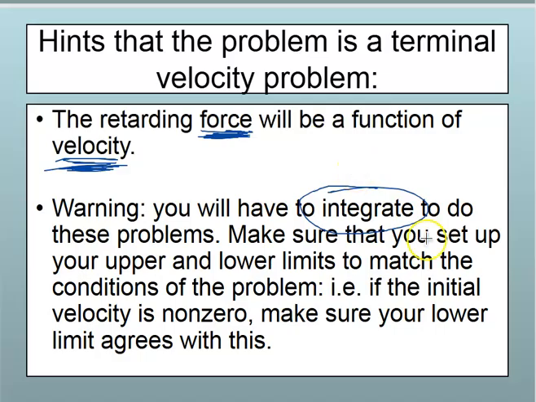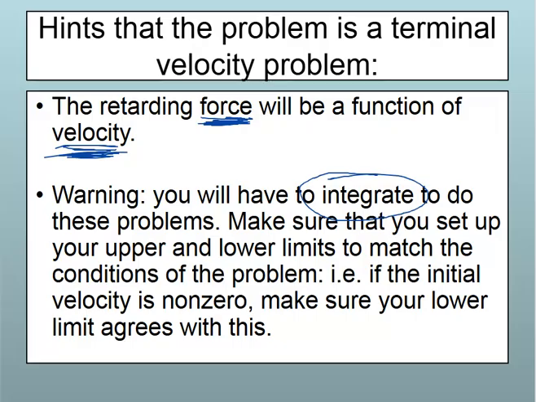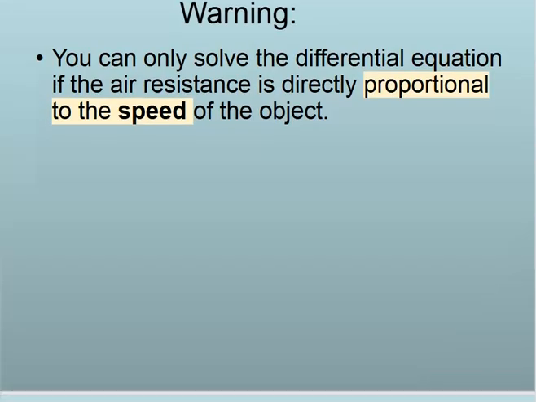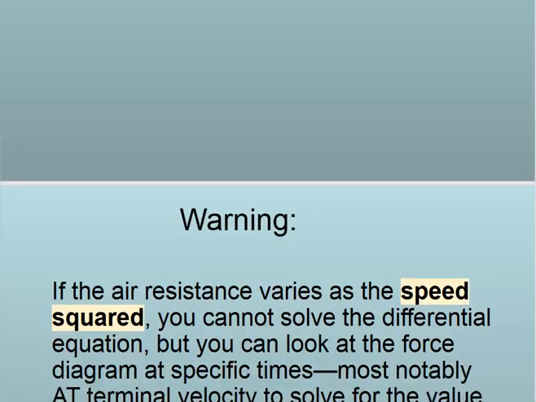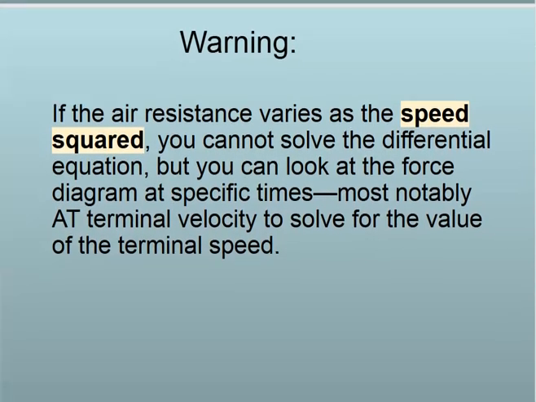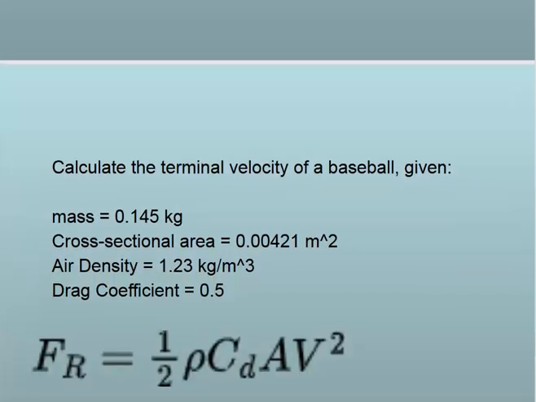Some terminal velocity involves integrating, and we're going to do that in class. And again, take more notes if you want, if you're taking the AP, but we're going to be careful about our upper and lower limits. We'll do that together. You can only do the tricky integrals if the air resistance is proportional to speed. So we actually prefer that the problems mean that the air resistance is proportional to speed squared, because it's an easy problem, which we're going to do in a second.